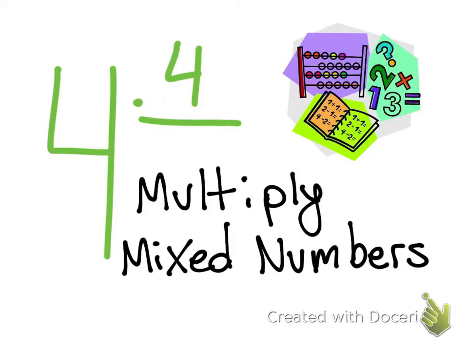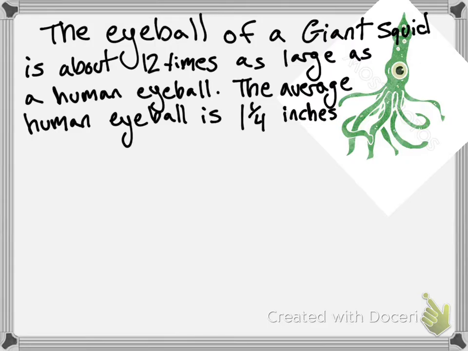Class, and today we are doing lesson 4.4, multiply mixed numbers. So let's take a look at this first problem. The eyeball of a giant squid is about 12 times as large as a human eyeball. The average human eyeball is 1 1/4 inches. So I want to find how big the eyeball of a giant squid is.